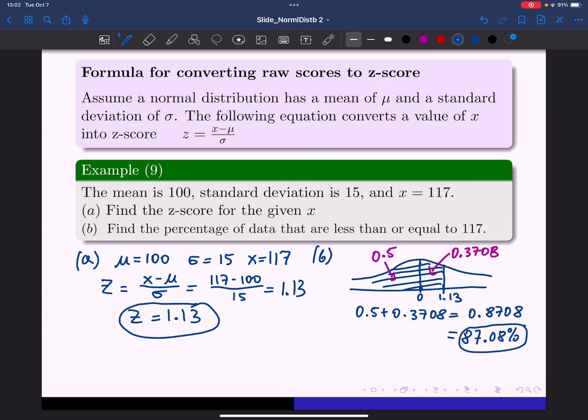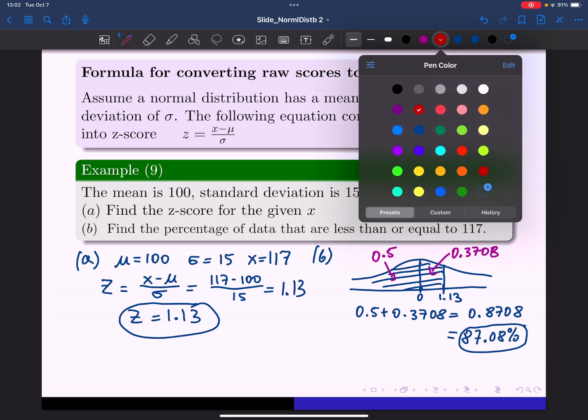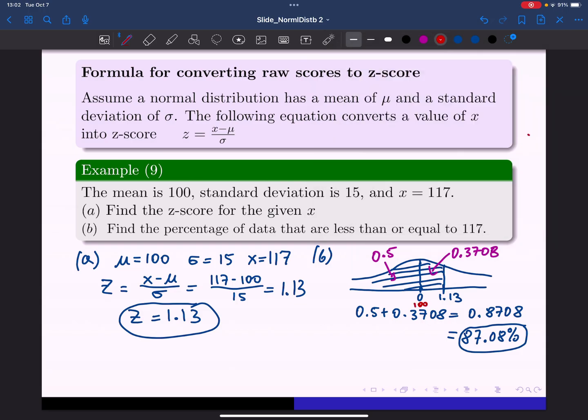Now, I would like to point out that on the normal distribution, we can mark the z-scores, or we can mark the given data. So the mean would be 100. Then the standard deviation would be right here. This would be 115, and 117 is coming exactly up to that spot. The 117 data is about 1.1 standard deviations away from the mean.